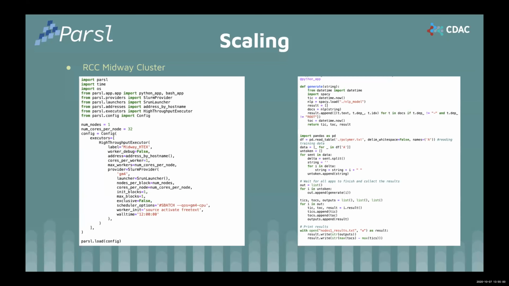And in this code snippet on the right, you can see that our Python app takes a string and outputs results in a text file. And on the left, you can see the configuration we used in our script. We were also able to check Parcel logs for runtime.